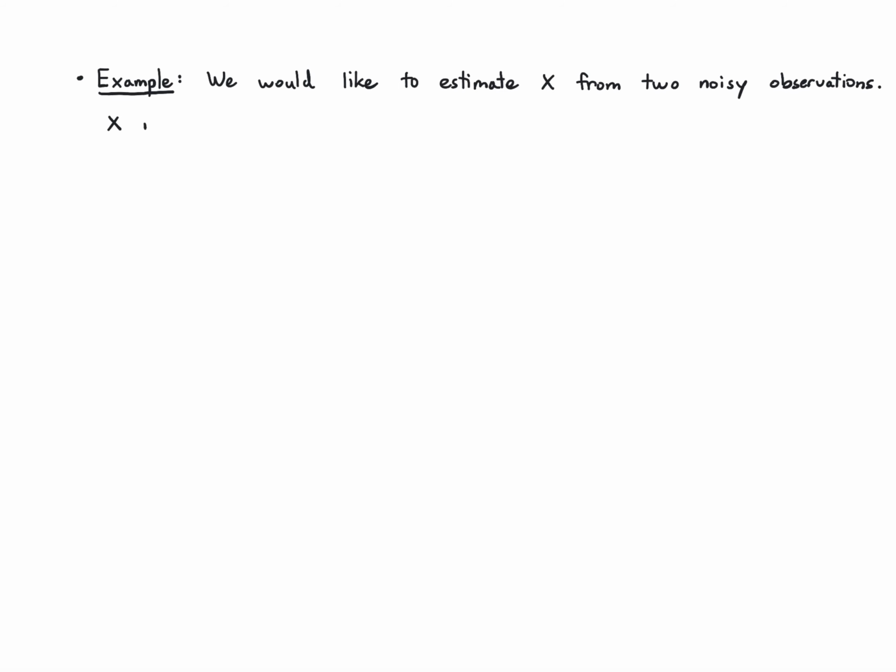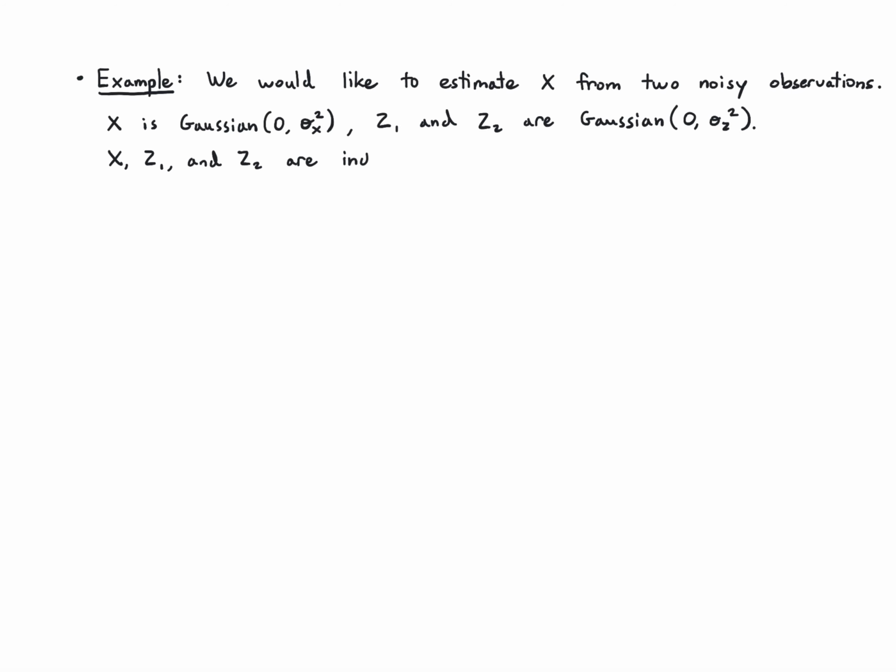All right, so what that means is I'm going to have x, which is Gaussian with mean 0 and variance sigma squared of x. And z1 and z2 are going to be Gaussian, again with mean 0, but with variance sigma z squared. We're going to say that x, z1, and z2 are all independent of each other. And the thing that you're actually going to see here is going to be noisy versions of x. So y1, your observation, is x plus z1. y2 is x plus z2.